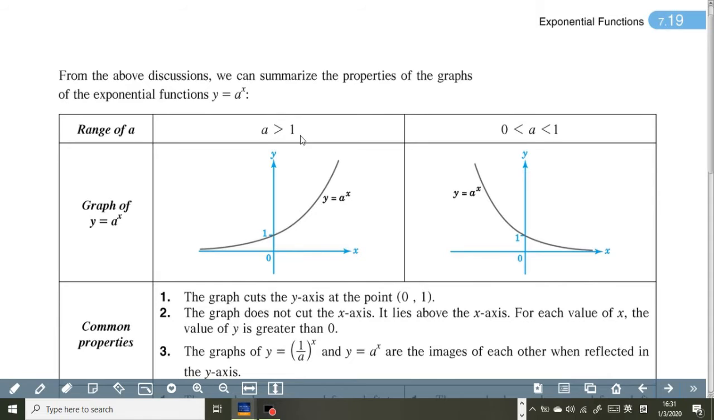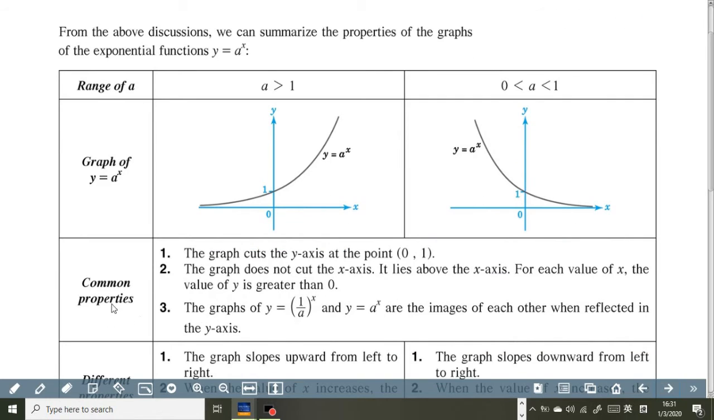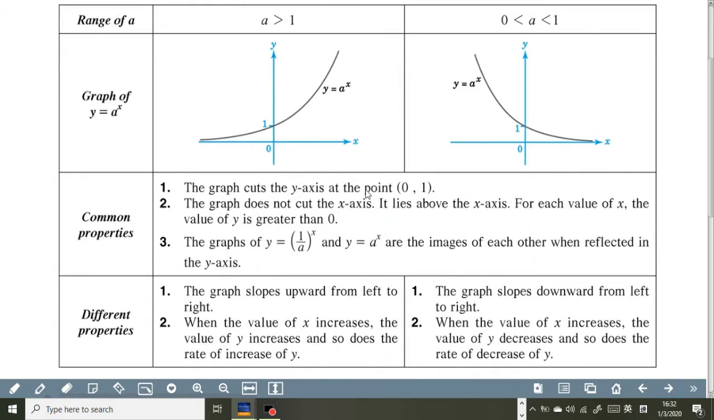If a is greater than 1, and a is between 0 and 1, both have common properties: they pass through the point (0, 1), and they are all above the x-axis. And the graph of 1 over a to the power x is the image of the other one by reflecting in the y-axis. That means you're flipping the graph using the y-axis as a center.